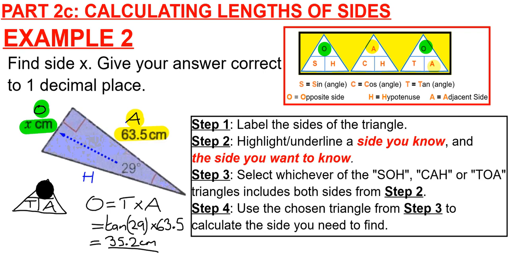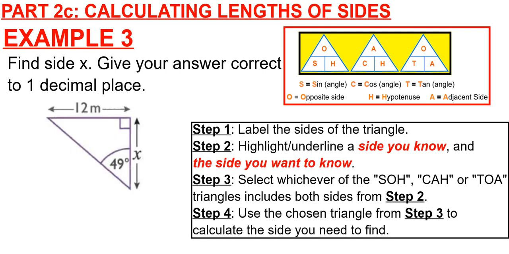One more example, example 3. Label the sides. Opposite the angle is that side of 12, the longest side is this one, the adjacent is on side x. Highlight what we do know, we know the opposite, which is 12. Highlight as well what we want to know, the adjacent, which has been given the name x. Again, it's going to be TOA, because that's the triangle with the most colour on it.